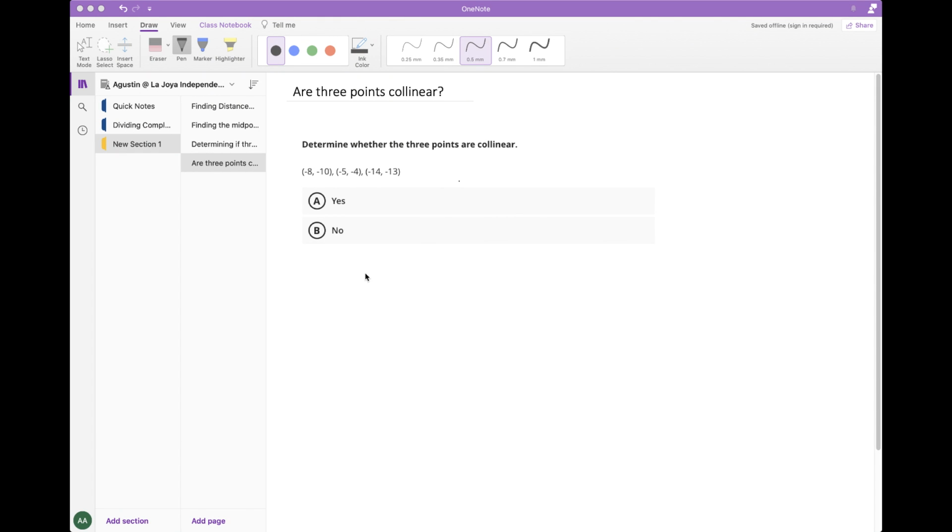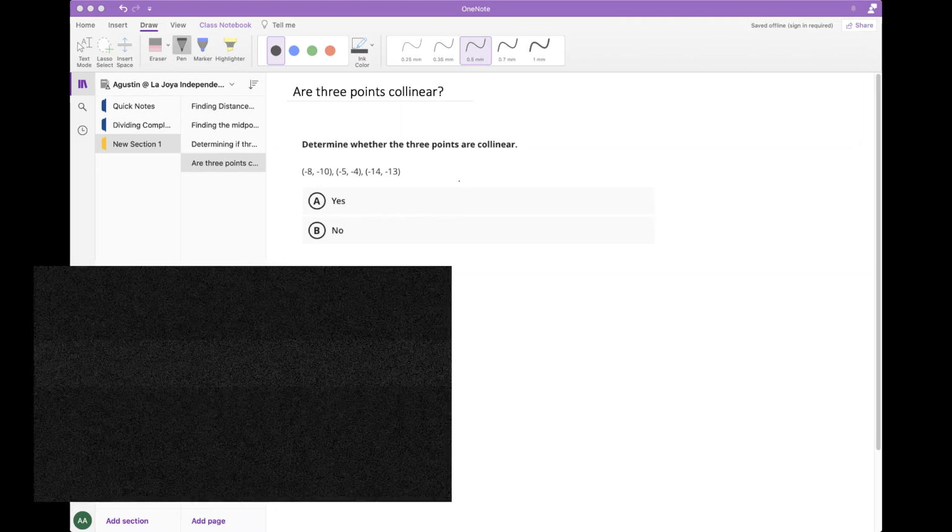Okay, now on this one, we're gonna check to see if three points are collinear. So collinear means that they are on the same line, right? If I add up the distances, they're equal to the distance from the first one to the third one.